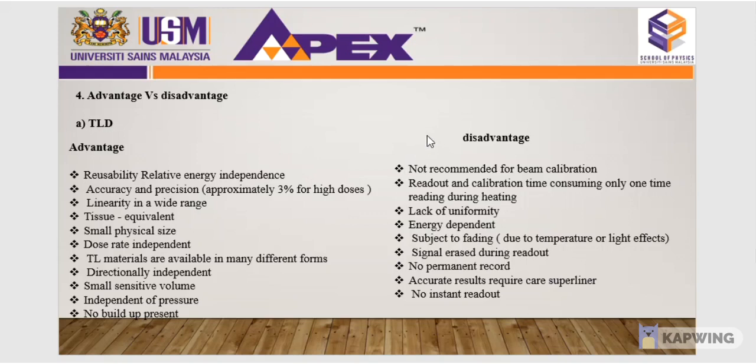On the other side I have the disadvantages. The main disadvantages of the TLD: it is not recommended for beam calibration. Also readout and calibration are time consuming, with only one-time reading during heating. Also there is lack of uniformity, energy dependence, subject to fading, signal erased during readout, no permanent record, accurate results require careful procedures, and on the other hand there is no instant readout.